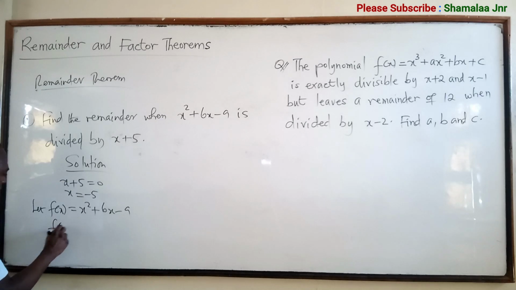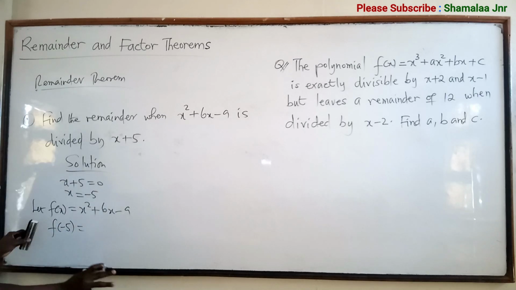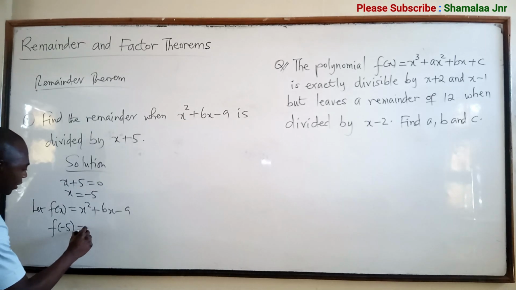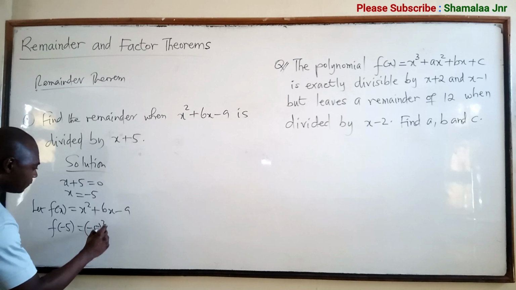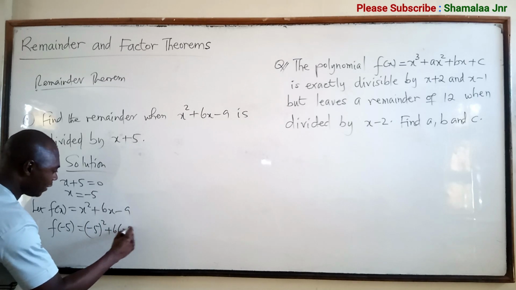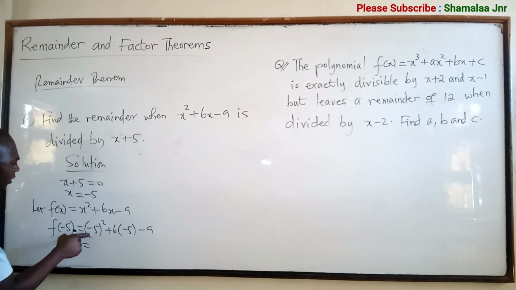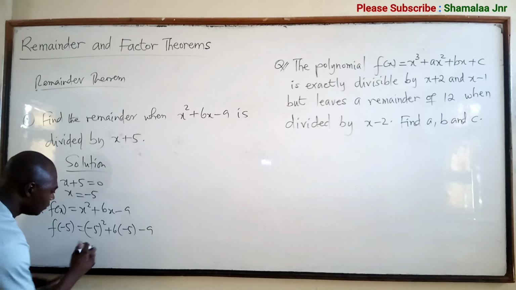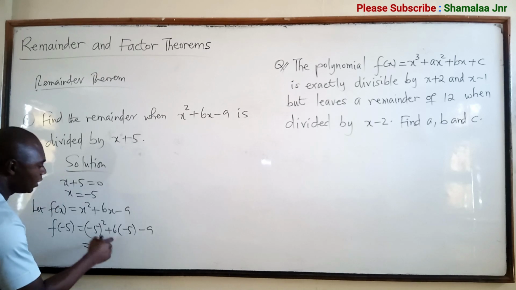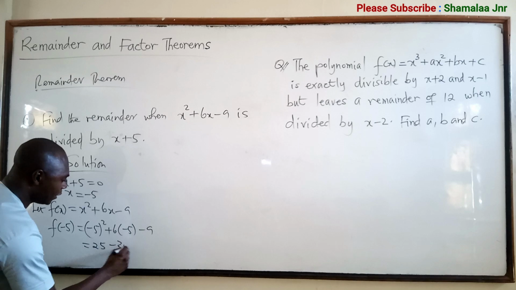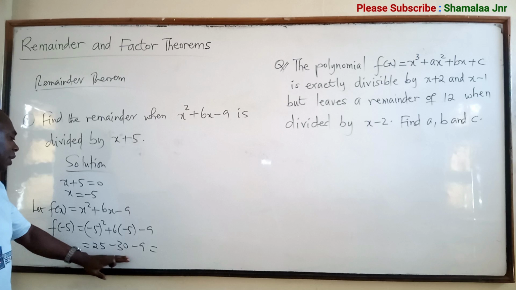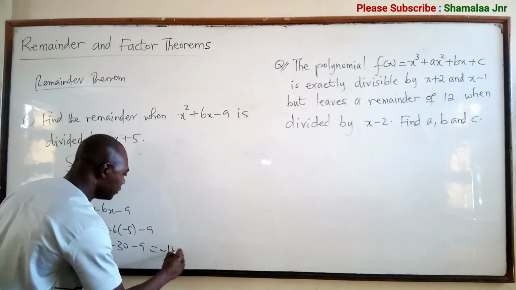So f of negative 5 will give us the remainder straight away by the remainder theorem. So this one will be negative 5 all squared plus 6 times negative 5 minus 9. Negative 5 squared will be 25. 6 times negative 5 will be negative 30, minus 9. So this one will be 25 minus 30, which is negative 5, minus 9, negative 14.